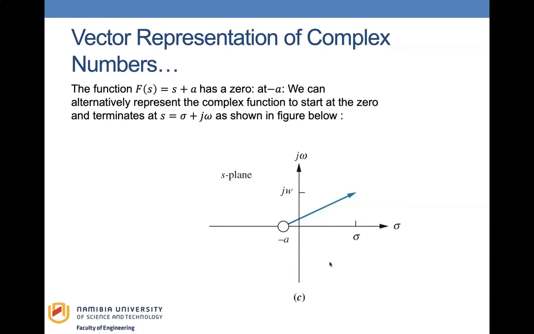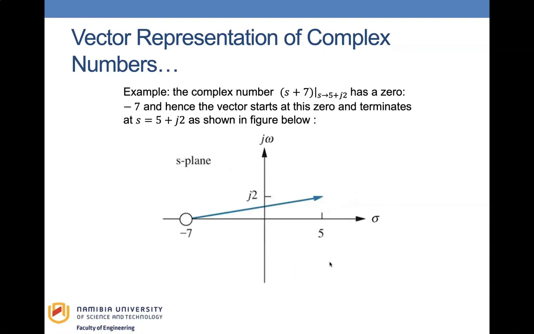For example, the complex number s plus 7, as s tends to 5 plus j2, is a complex number drawn from the minus 7 to the point s, which is 5 plus j2, as shown in this figure. We will now apply this concept to a complicated function.